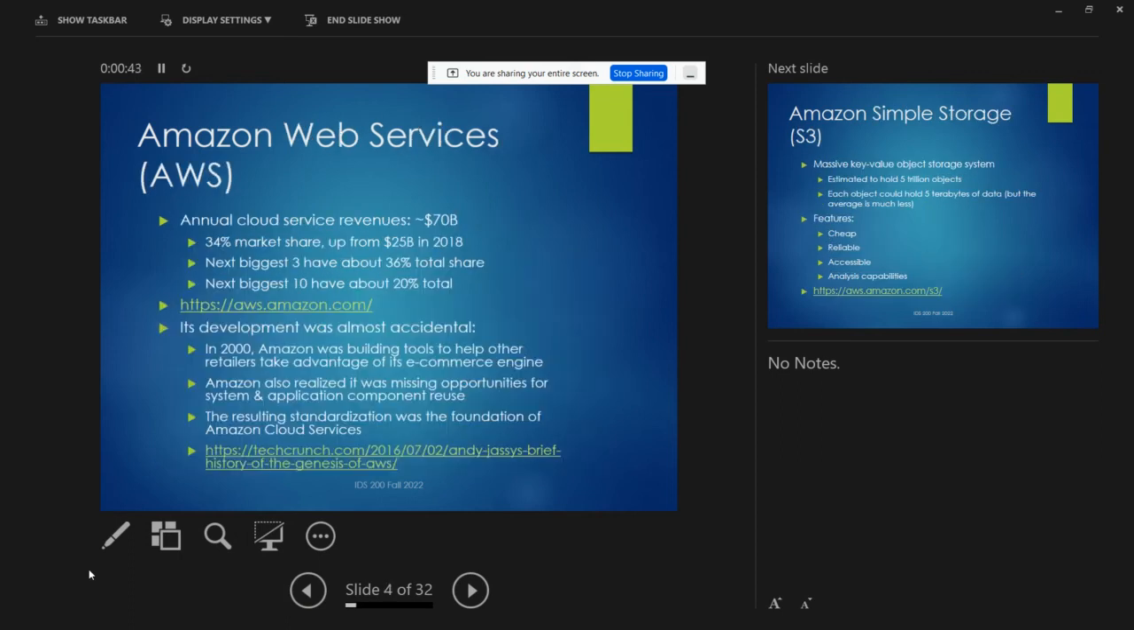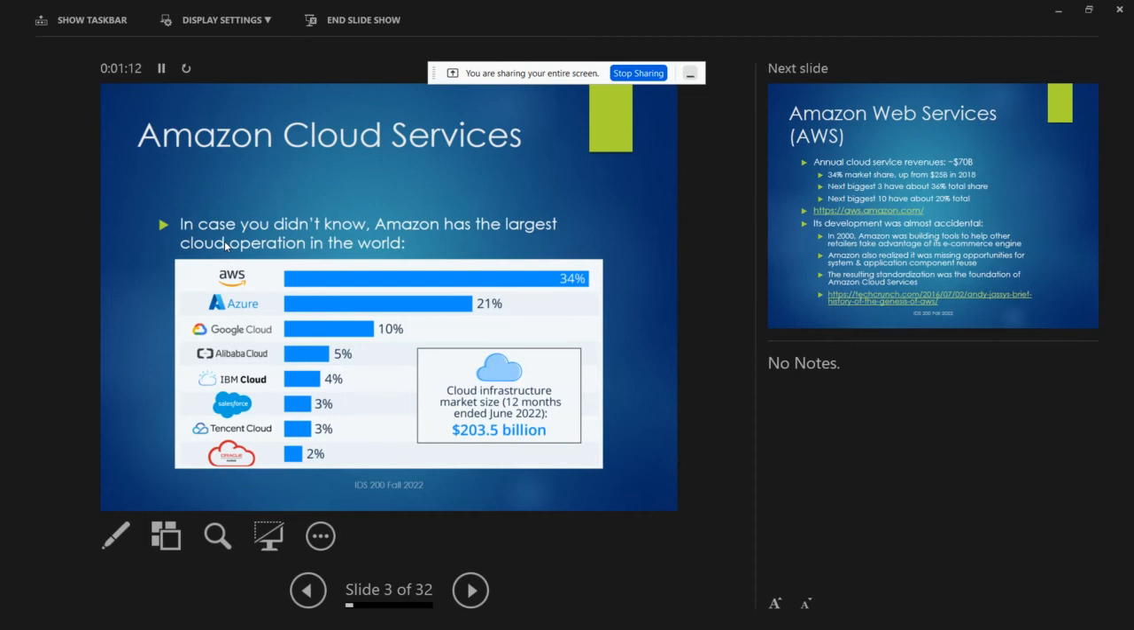So annual cloud service revenues for Amazon are about 70 billion, with 34% market share. That's been pretty constant the last 5 years or so. But the revenues themselves are way up. Used to be only 25 billion in 2018. So you can do the math. That was growing really fast and still is. The next biggest three in that chart have about 36% market share. If you look at the next biggest 10, it's about 20% total. So yeah, Amazon is very, very big, but Microsoft in particular is making a serious challenge against them. And Google, to an extent, is making a serious challenge.